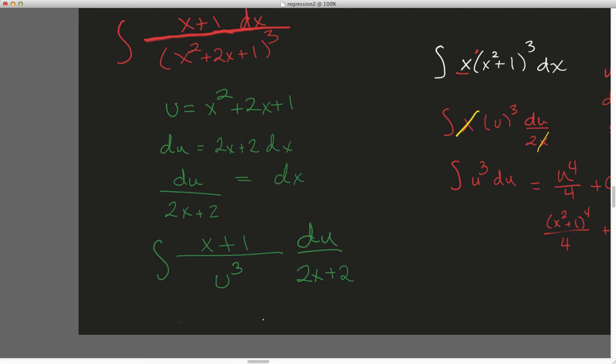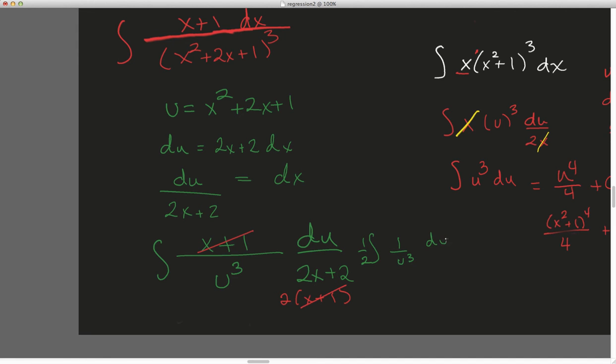Algebra-wise, what's common to that bottom expression? No, just the 2x and the 2. What's common there? Yeah, factor it out. So if I factor it out, I get 2 times x plus 1. And do you see how now x plus 1 goes bye-bye? So now bring the 1 half out, and then you have 1 over u to the third du.